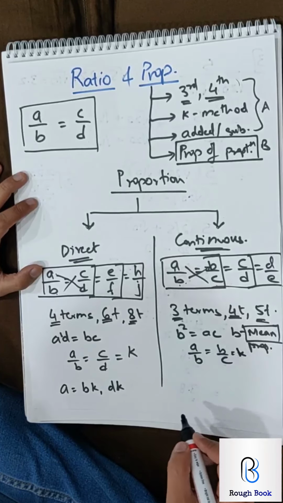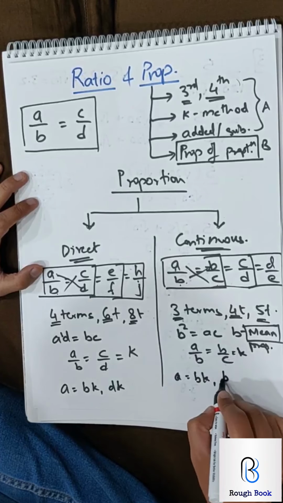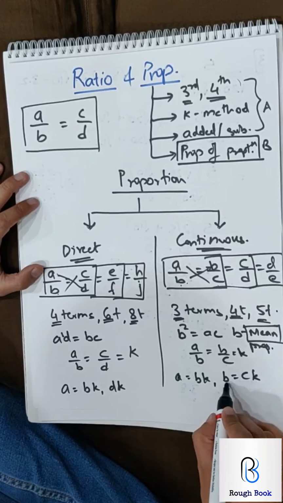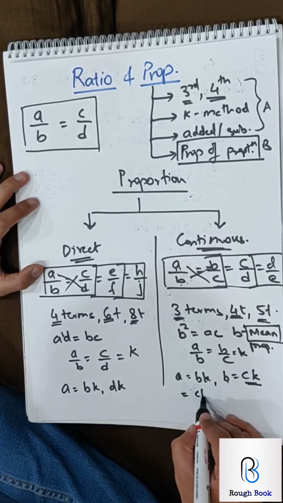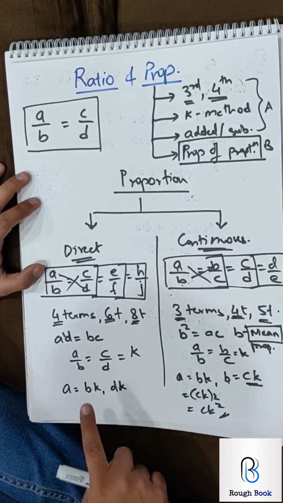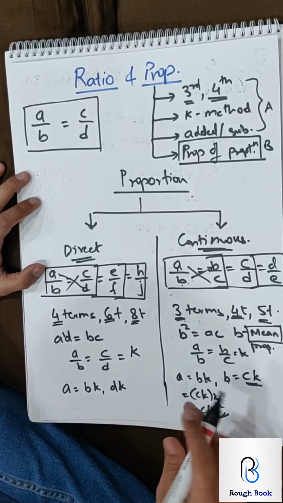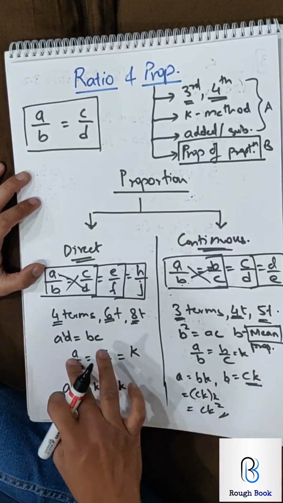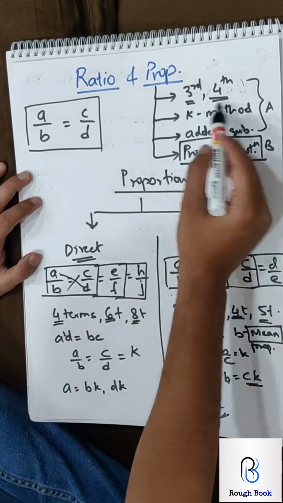When I add a constant K, A becomes BK, B becomes CK. This B, CK can be substituted here in B as CK into K. So I will get CK square. Here no substitution, but here substitution happens. So when these types of sums come, I will tell you and accordingly we will use this. Right now we will focus on the number of terms the first time.